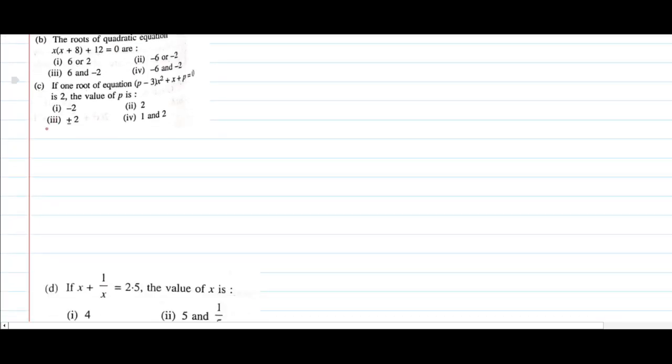Next, B question. The roots of the quadratic equation, that is x of x plus 8 plus 12 is equal to 0. So how to write this? First we will multiply x to the bracket terms, that is x square plus 8x plus 12, which is equal to 0. So this is in the form of a standard quadratic equation, that is ax squared plus bx plus c is equal to 0. Now we will find the roots of this equation.